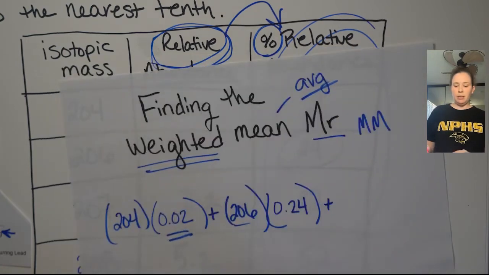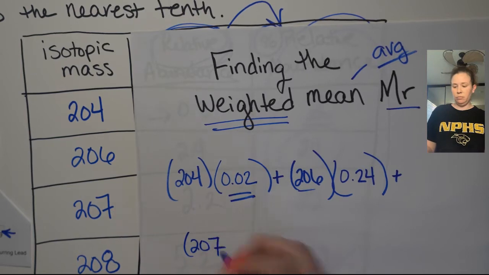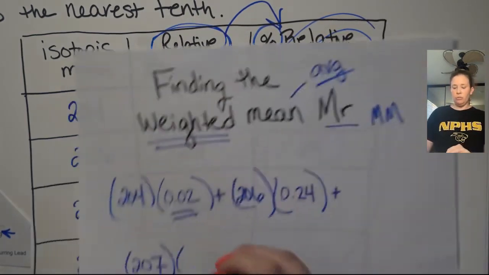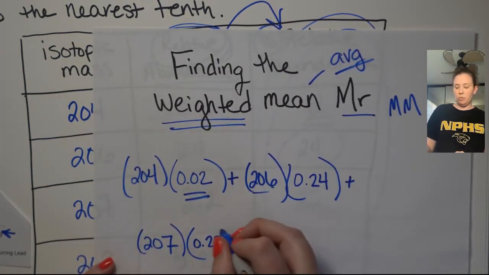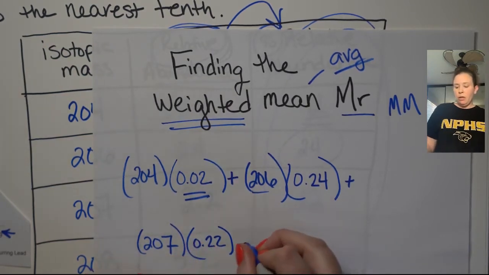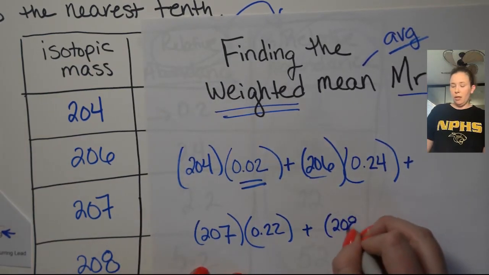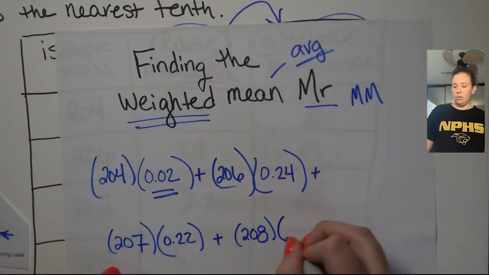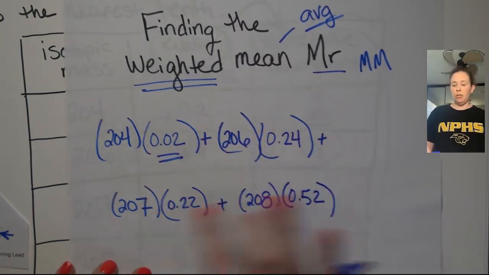All right, the next mass is 207. So that abundance was 22. So I'm going to use the 0.22, the decimal version of that percentage, to find the percent of that number. And then my last mass was 208. And that was the one that had the largest relative abundance of 52. So we're going to use 0.52 here. We're going to add up each of those.